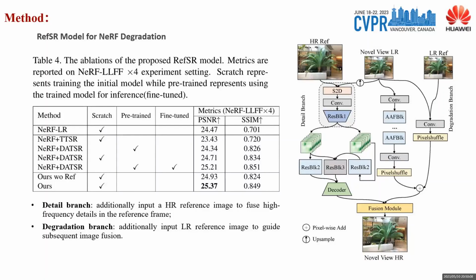The table demonstrates the effectiveness of this module. DATSR and TTSR are excellent methods in the RefSR task, while the former achieves state-of-the-art performance. In the case of pre-trained and scratch, these two methods are compared with our method. However, experiments show that these two methods are not suitable for downsampling degradation caused by MLP.